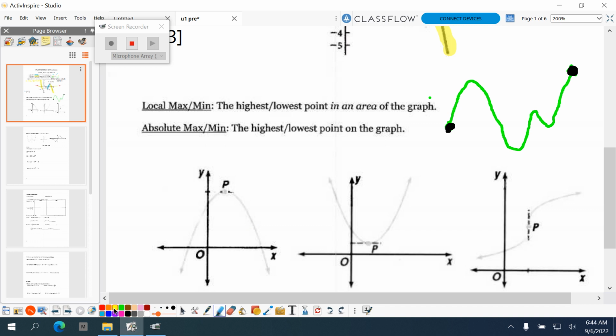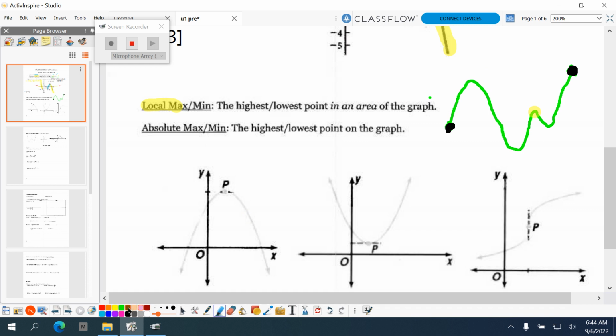So they talk about local maxes, local max, and a local max is a peak. It's at the top of a curve, right? So this right here, this is a local max. This point at the top is a local maximum. All right.